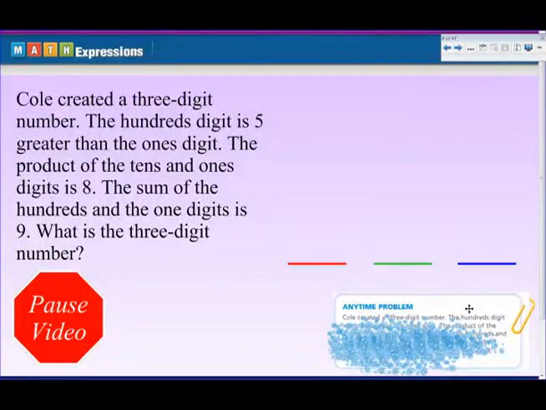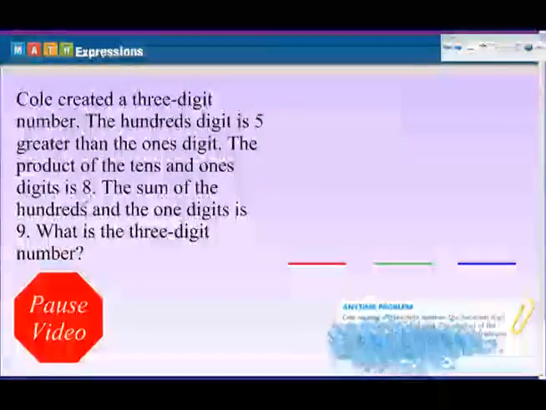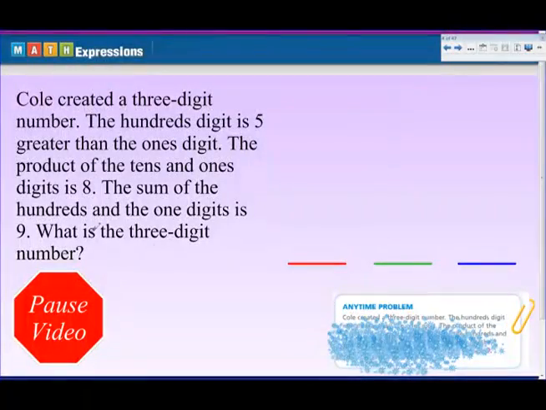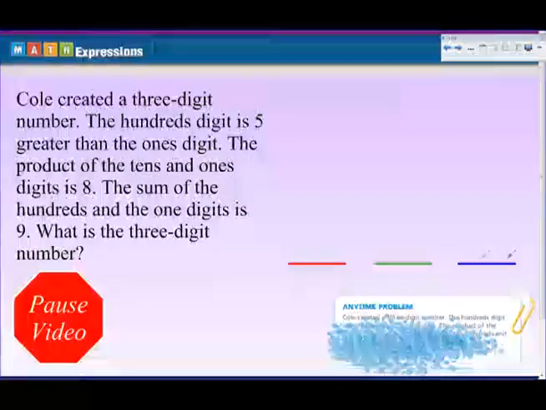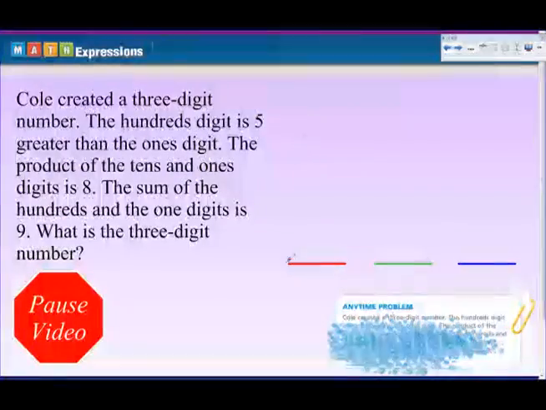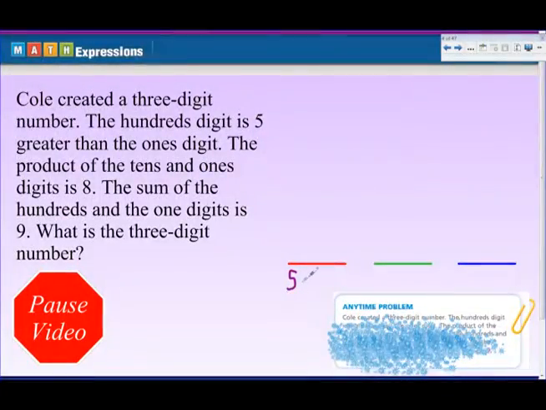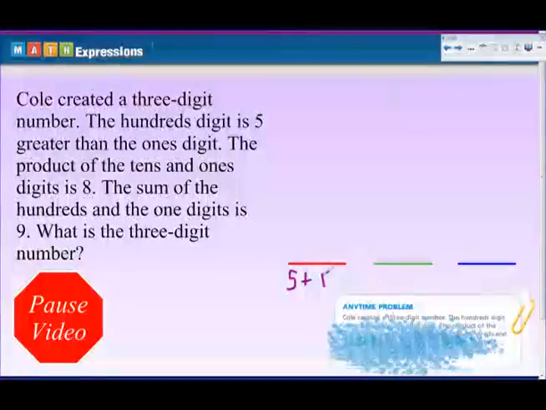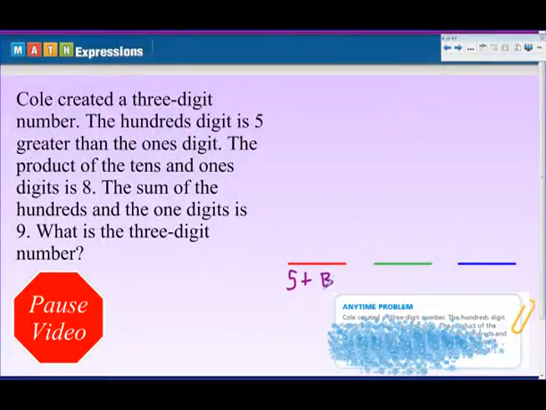Let's get started with our anytime problem. Cole created a 3-digit number. The hundreds digit is 5 greater than the ones digit. I've placed 3 lines here so that we can fill in the 3 digits. So the hundreds digit is 5 greater than the blue one, and we're going to put just a B there. 5 more than B, the blue, the ones column.